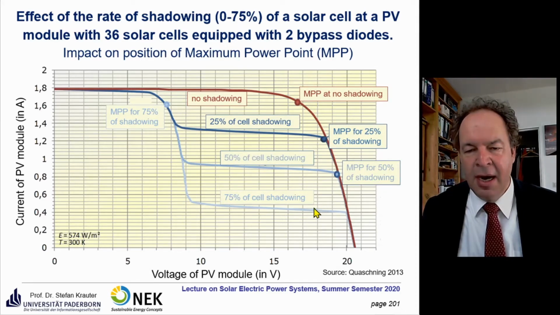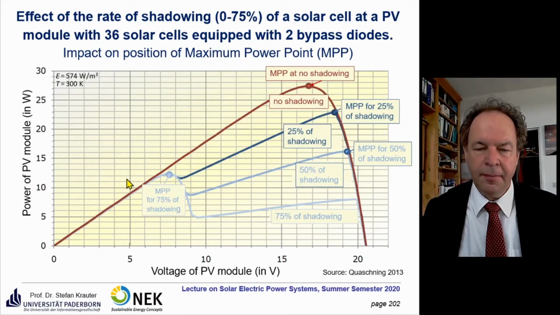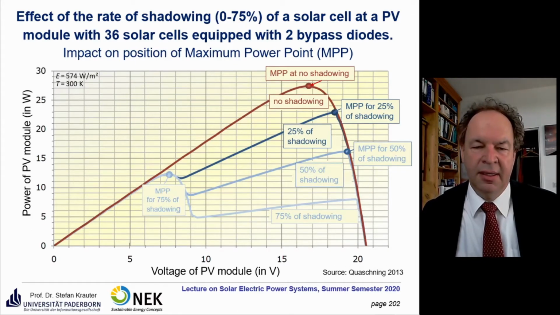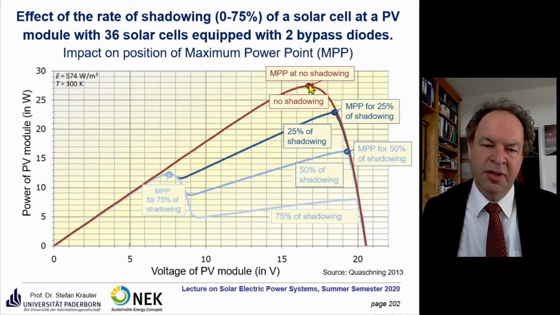This is without the voltage losses of the bypass diodes here. And here you see the effect of the full shading. This is a power curve now. So you have here the MPP at no shading. So here's the maximum power, at about 27, 28 watts.